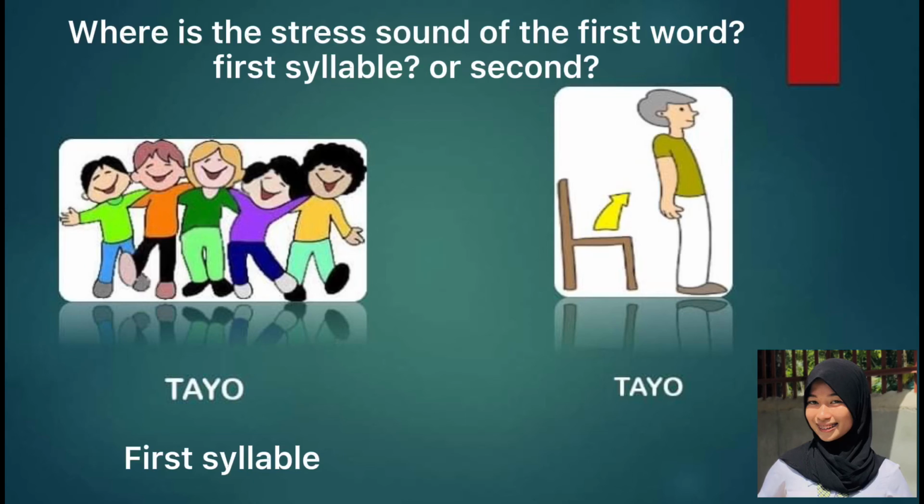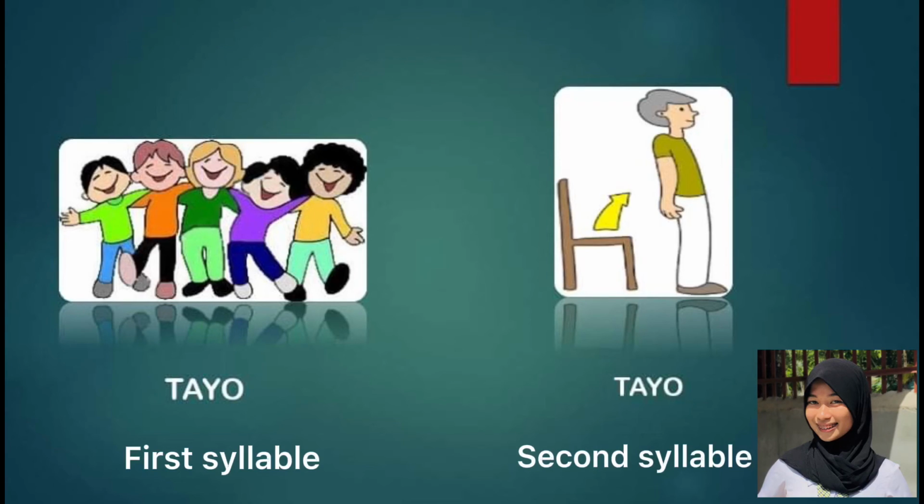How about the second term? The correct answer is in the second syllable. The tayo word has rising intonation in the second syllable. That is why the correct pronunciation is tayo.